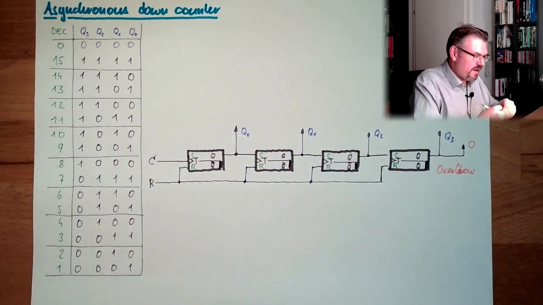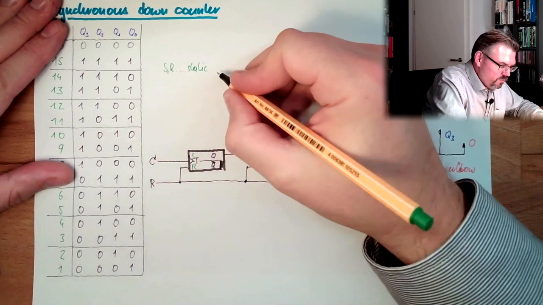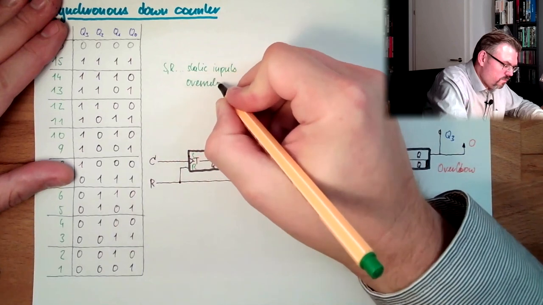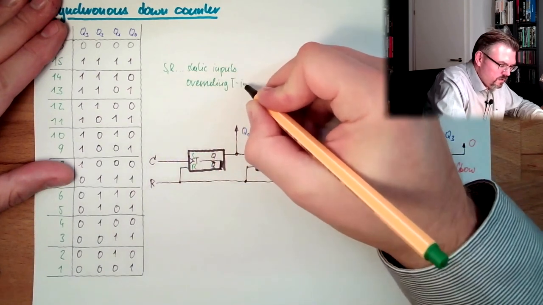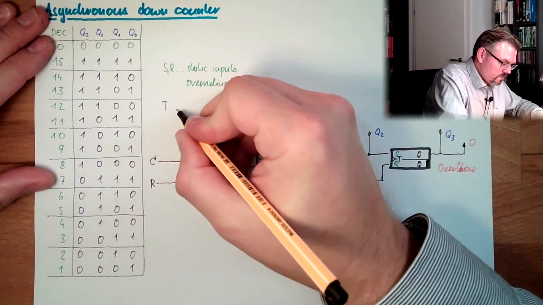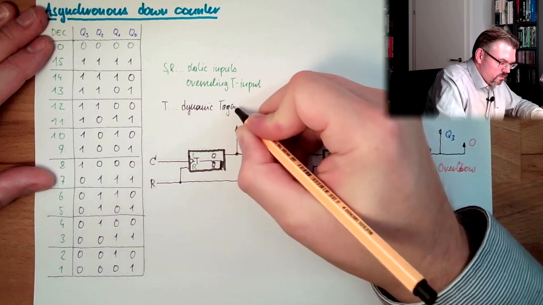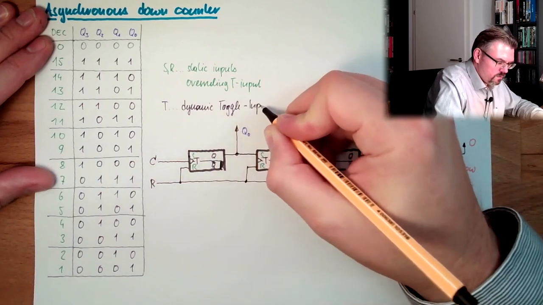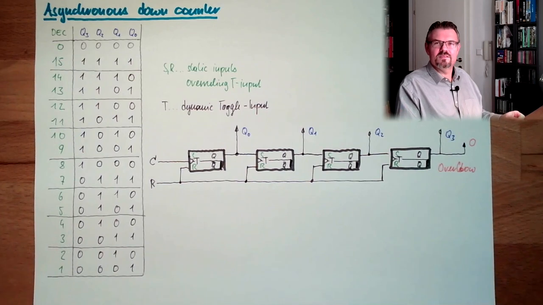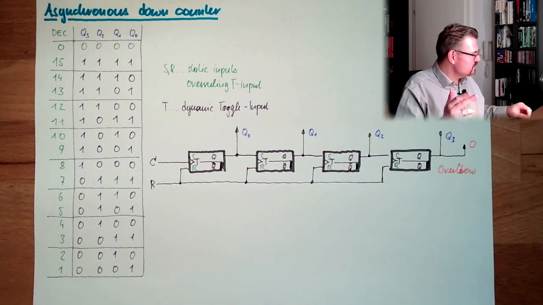So here again, S and R, the static input, overruling. T input. And T, the dynamic toggle input. Those things are very similar. Sometimes it would be interesting to count up or down. Okay, so we could do it like this.